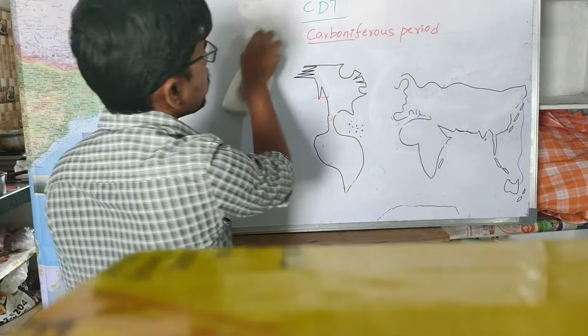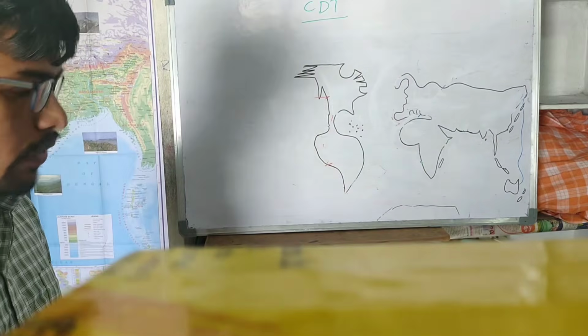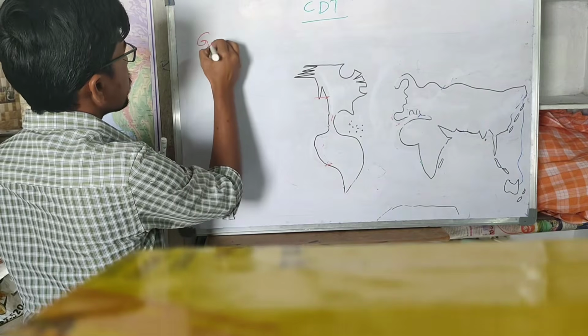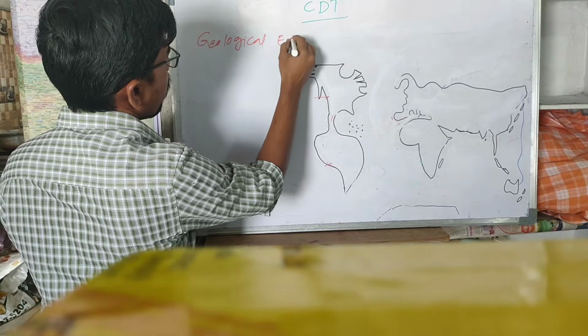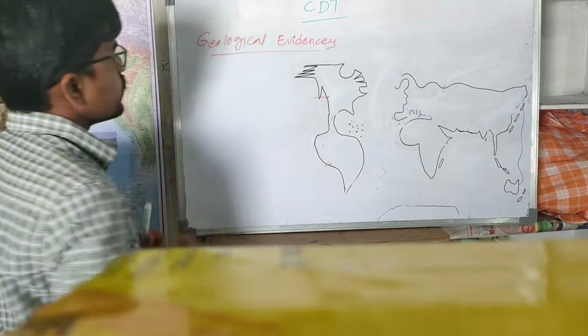This was the first evidence according to Wagner. The jigsaw fit was the first evidence, and the second was the geological evidences. So let's go through the geological.